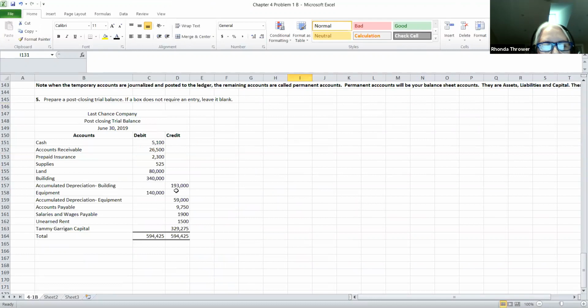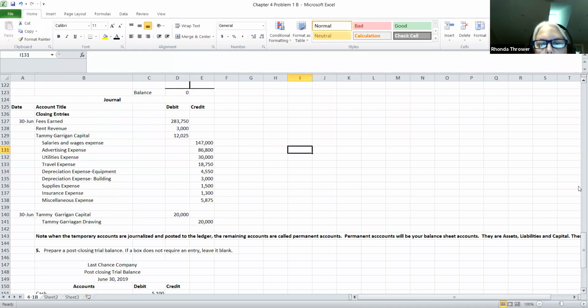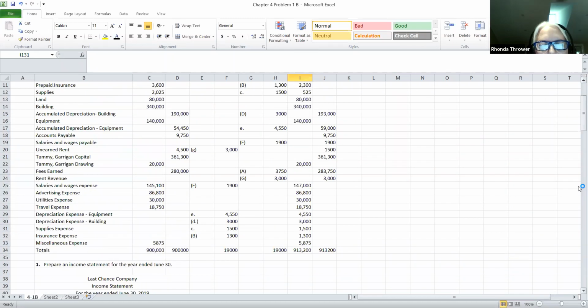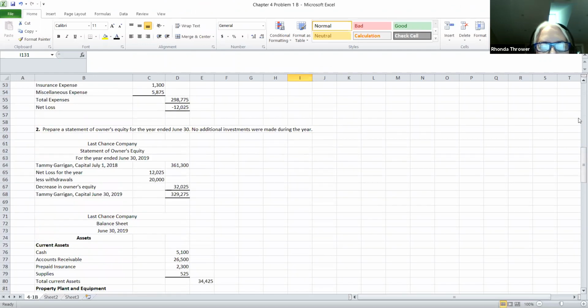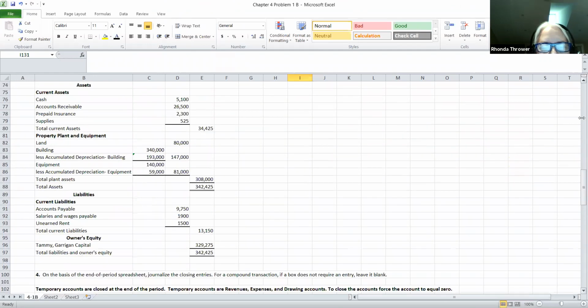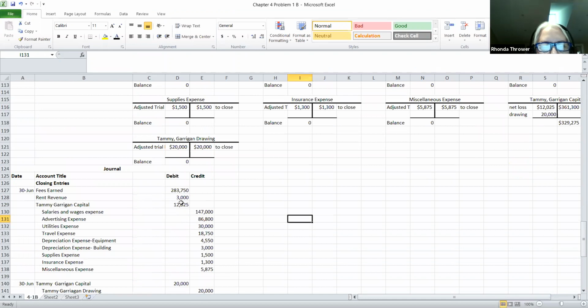Right here it is. So you're listing all of the balances that you have left in your ledger that are assets, liabilities, and your capital account. The other accounts were closed out. Equipment was $140,000. Came from here. The accumulated depreciation on the equipment would be listed next at $59,000 as a credit. See how we listed it here?